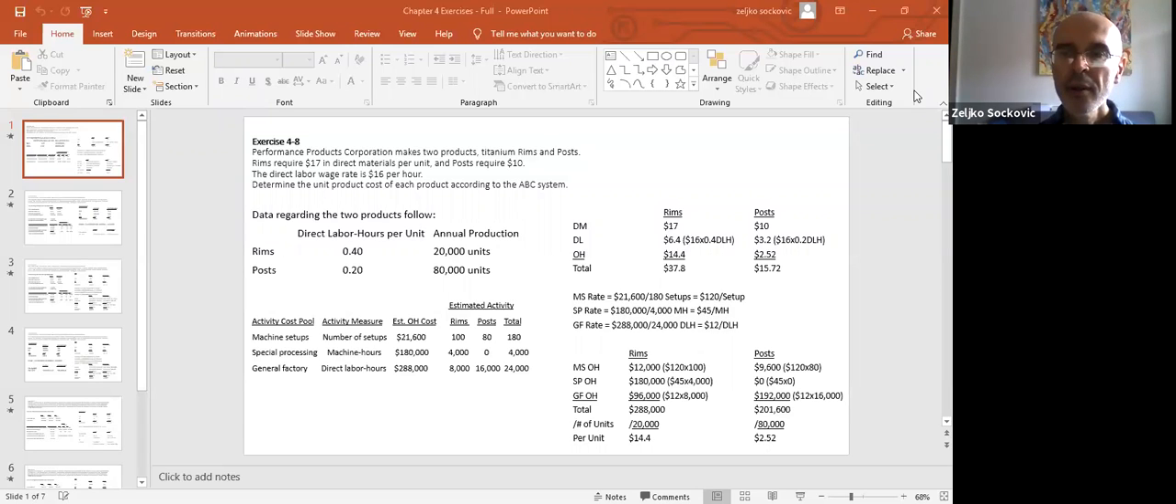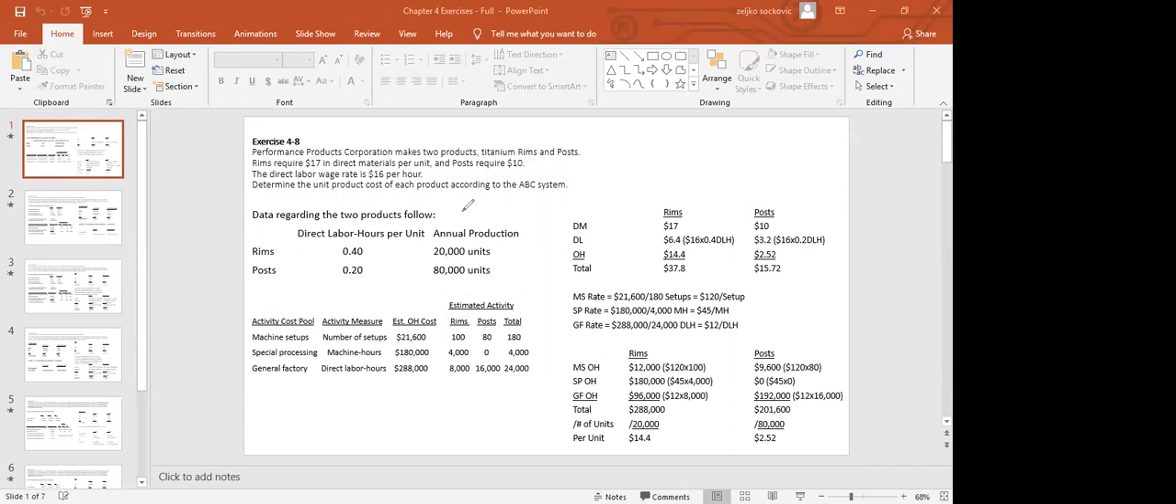Okay, that's a good idea. Let's just go through the exercise because lecture is lecture, right? So what do we have here? For example, we have our basic exercise. So what are we looking for here, Chanel? We're looking for the unit product cost of each product according to the ABC system.